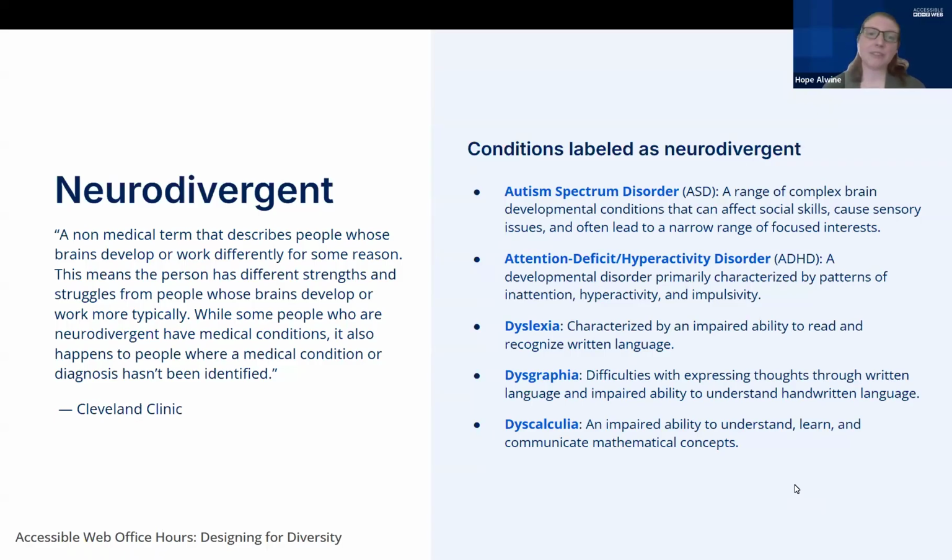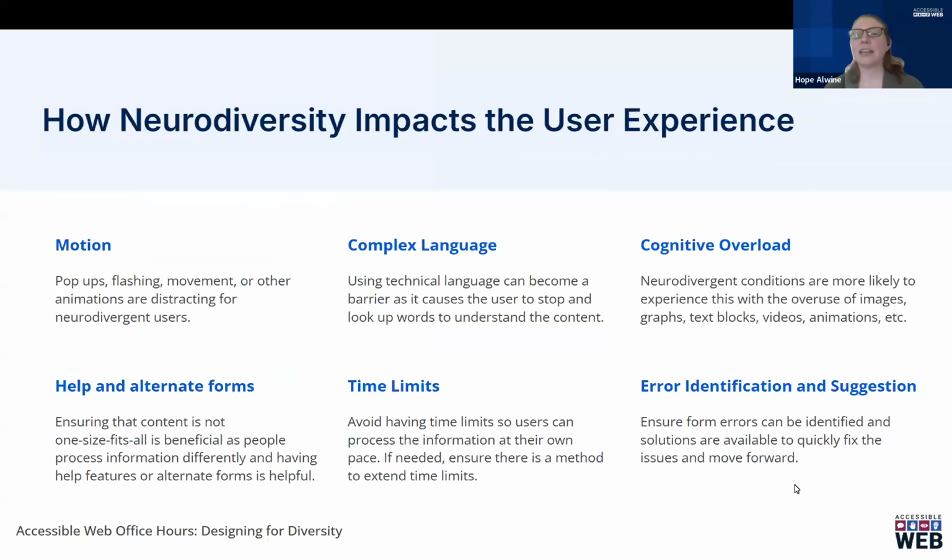An impaired ability to understand, learn, and communicate mathematical concepts. So now that we've looked at a couple of different neurodivergent conditions, let's dive into how neurodiversity impacts the user experience. Each user is unique, but there are patterns that emerge that have been identified as barriers for conditions relating to neurodiversity. Some common patterns include motion can trigger adverse reactions and be distracting for users with ADHD or autism. If you have an e-commerce site that has a lot of pop-ups or flashy animations to draw attention to a single point, like a sale or a sign-up modal, that can become a barrier for some users.